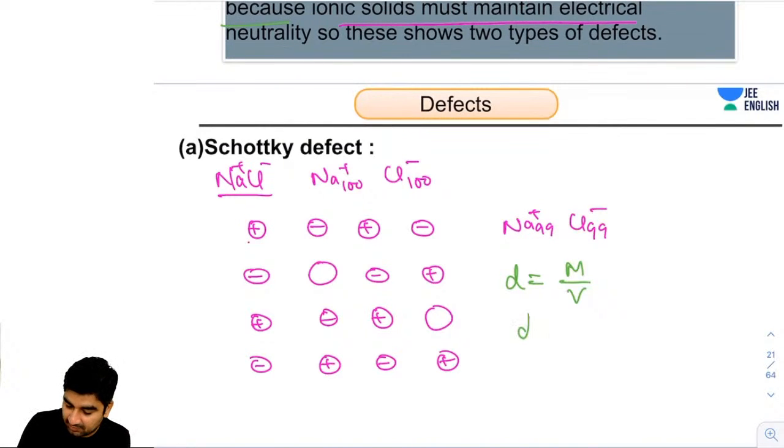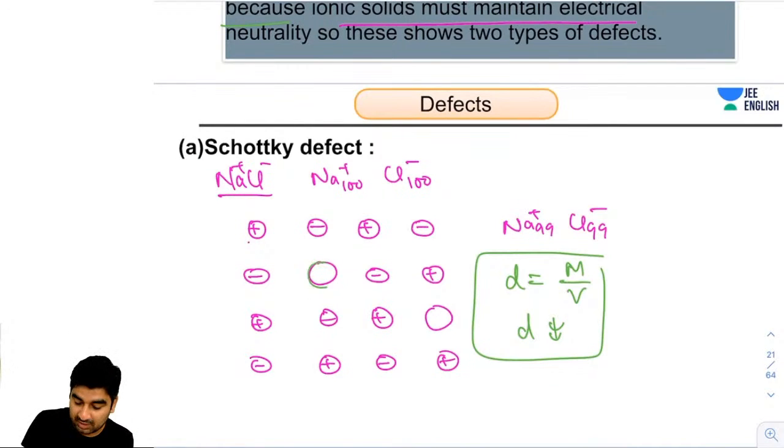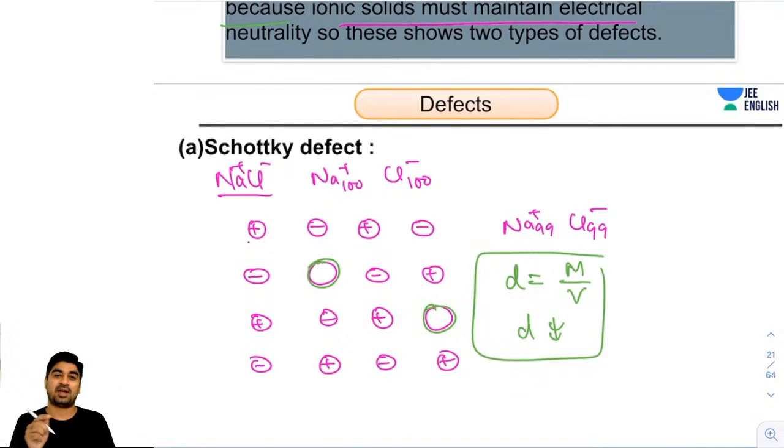Yes, density will decrease. Very good. Why? Because two ions are missing. And if two ions are missing, then their mass is also missing, but the volume is the same. Yes, Emmy, very good. So now you know the reason.